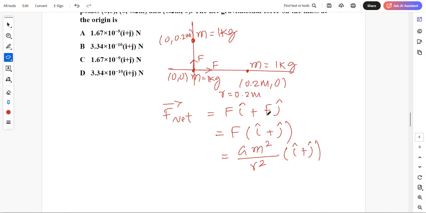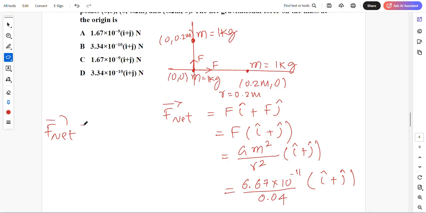Now F net will be given by G, which is how much? 6.67 into 10 to the power of minus 11 into 1 the whole square, which is same, 1 itself, i plus j divided by r the whole square. R is how much? R is 0.2. 0.2 into 0.2 will be 0.04. Now F net will be equal to 6.67 divided by, I can write this as 4 into 10 to the power of minus 2, and this will be 10 to the power of minus 9.